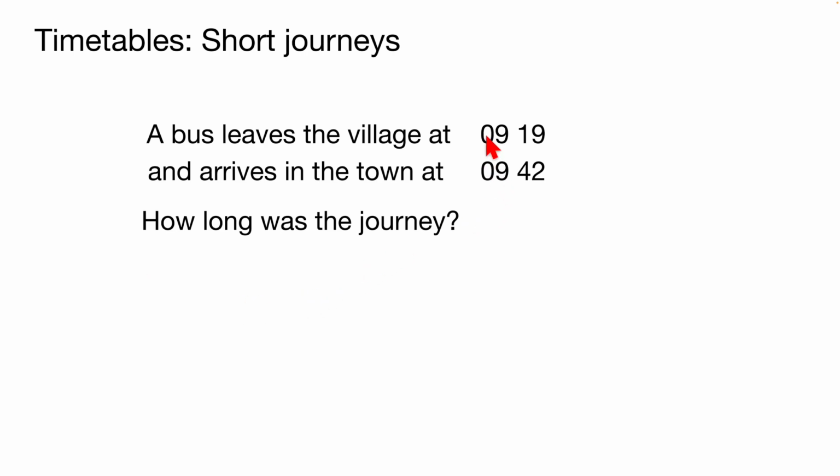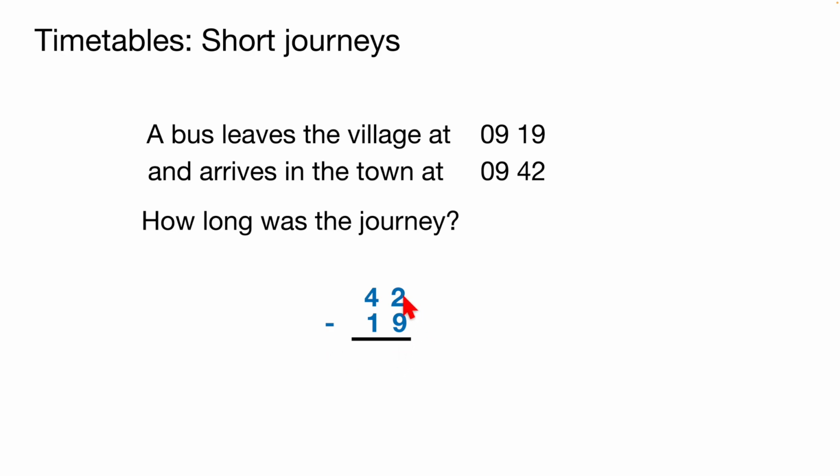Well, the crucial thing is that both times are after 9 o'clock. So we're really looking at the difference between 19 and 42 because they're the same hour. The way we find that difference is to subtract 19 from 42. So let's have a look. We've got 42 and 19, and I like to keep a big space between the columns because I'm not going to make a column-based mistake.